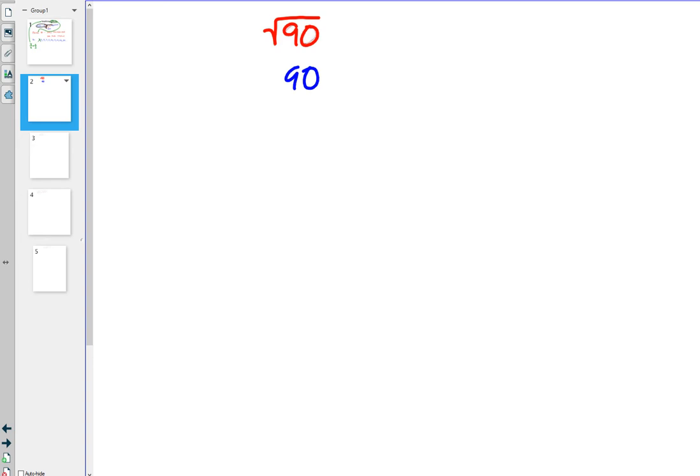Well, do you know what? I know that 90 is 9 times 10. Oh, wait. I know that 9 is 3 times 3. And I know that 10 is 2 times 5. And yay, everybody lives happily ever after. Has anybody learned to do a factor tree different than this?